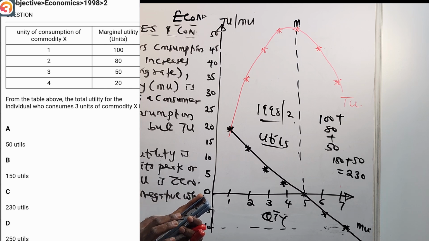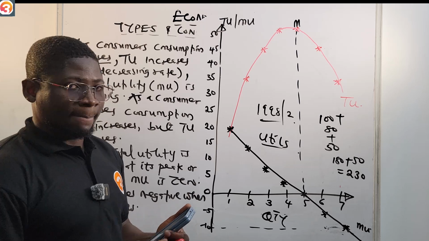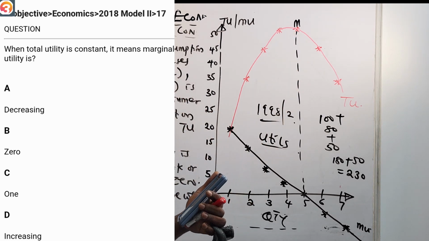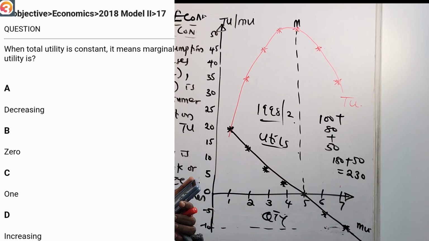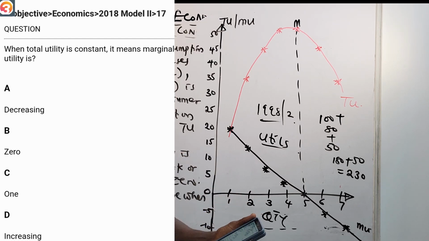All right, so let us go. Next question. 2018 number 17. It says that when total utility is constant, it means marginal utility is what? A says decreasing, B says 0, C says 1, D says increasing. I've spoken about this. Marginal utility is 0 when TU is constant. So correct answer is option B.